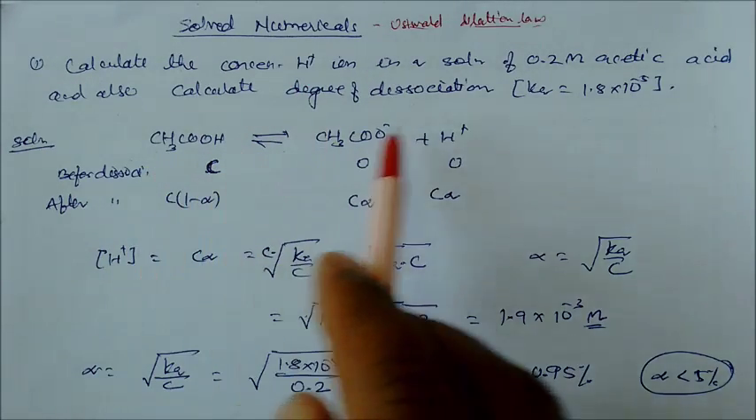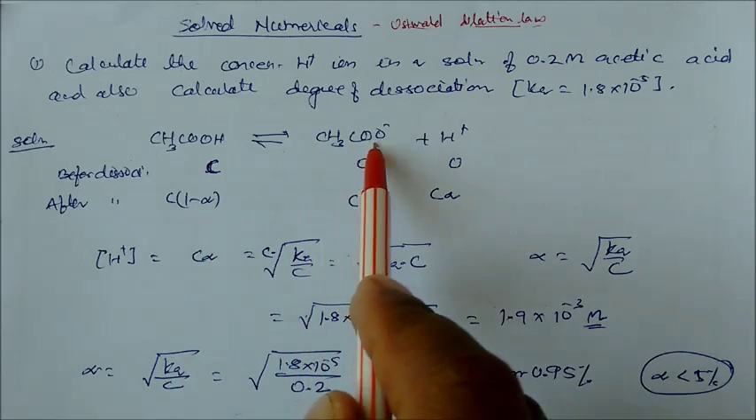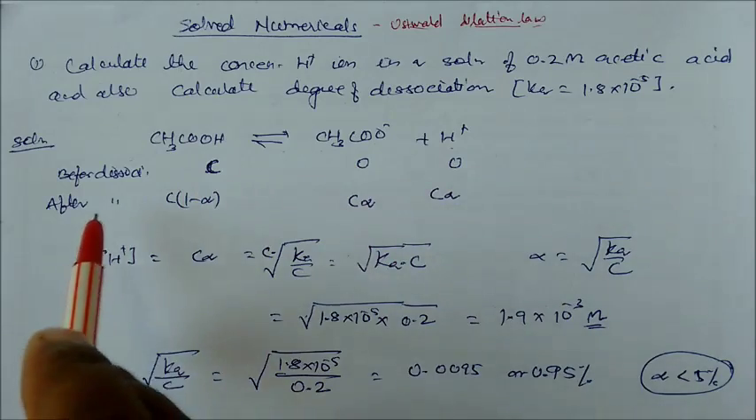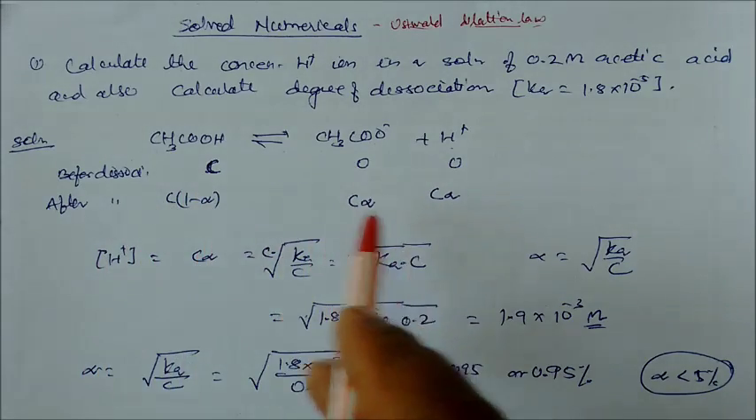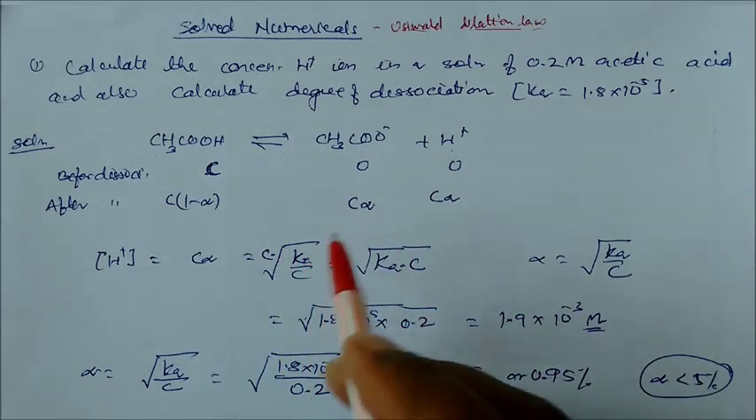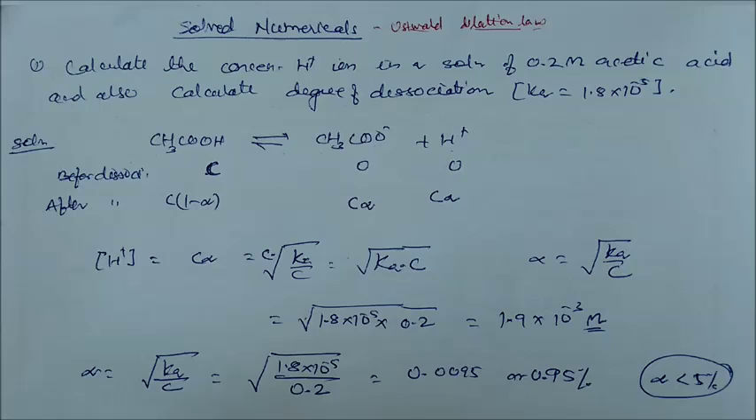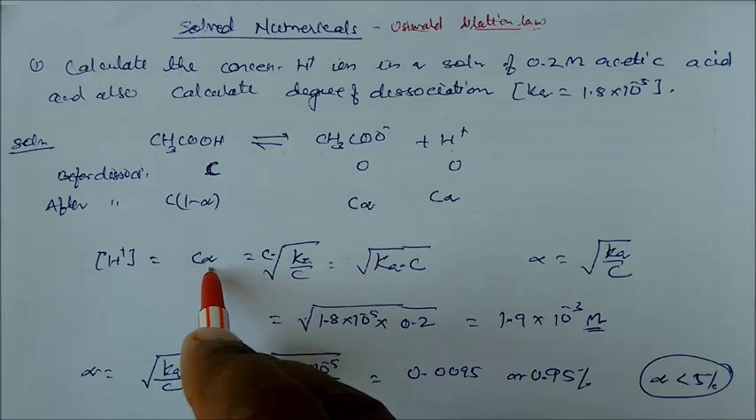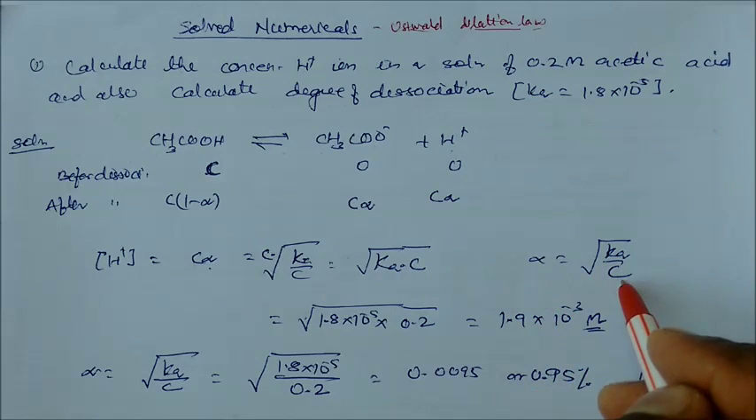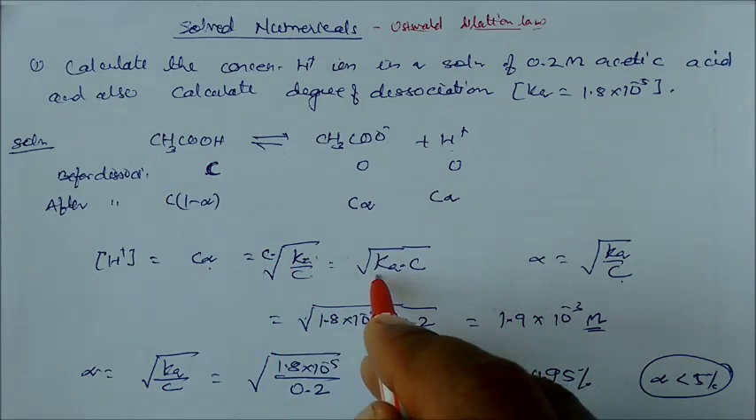So just write the dissociation of acetic acid like this. This is the anion, this is the cation. Before dissociation the concentration is C, and after dissociation it becomes C into 1 minus alpha. From here we can see that H plus is equal to C into alpha, but alpha we don't know; the concentration is given, so we require Ka. So H plus is equal to C into alpha, and alpha is nothing but the square root of Ka by C, as we have already seen in the formula. So we can put Ka by C, and on cancelling, H plus equals the square root of K into C.